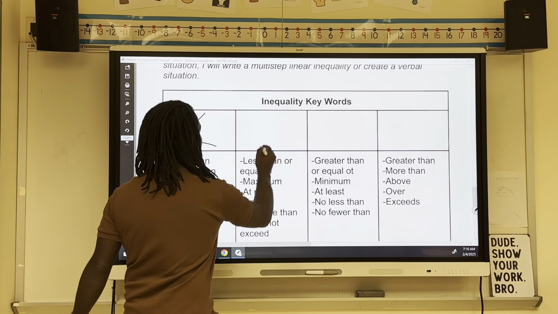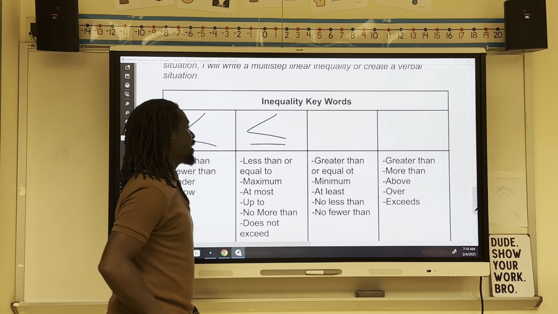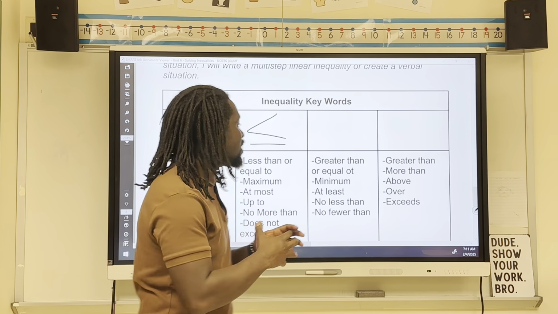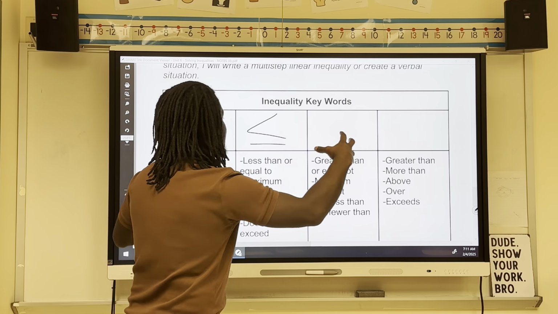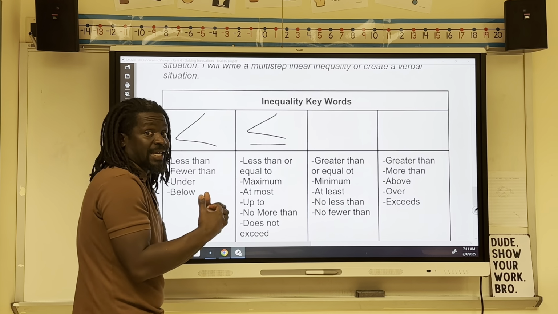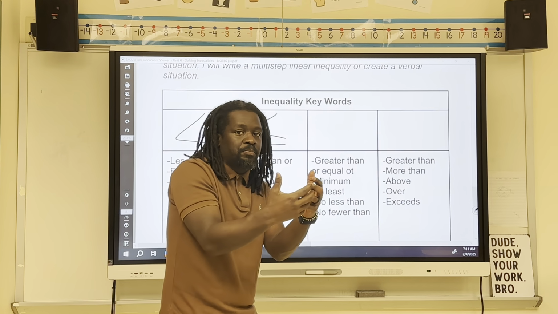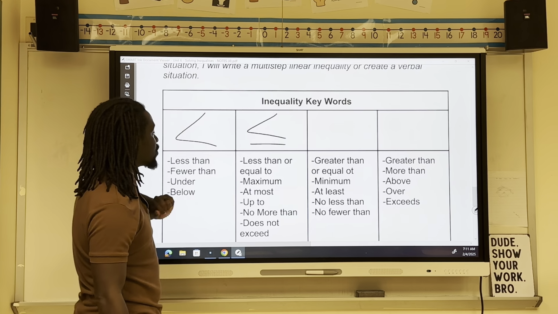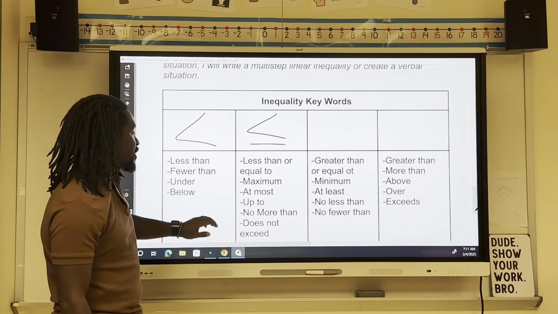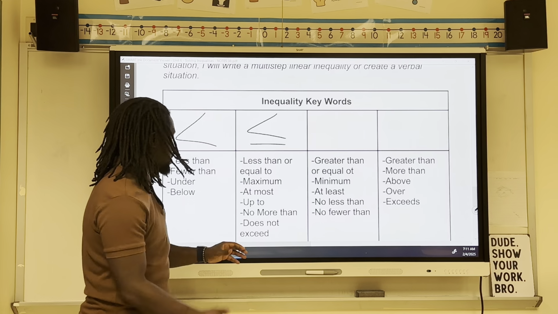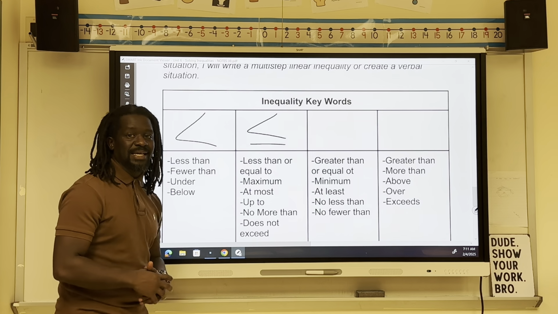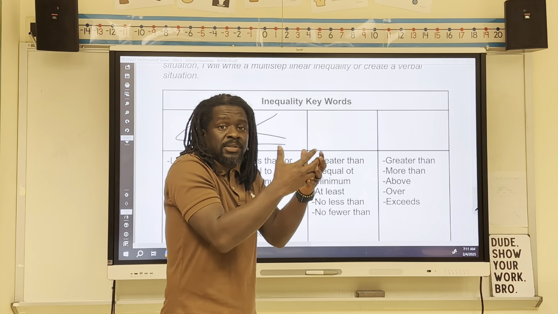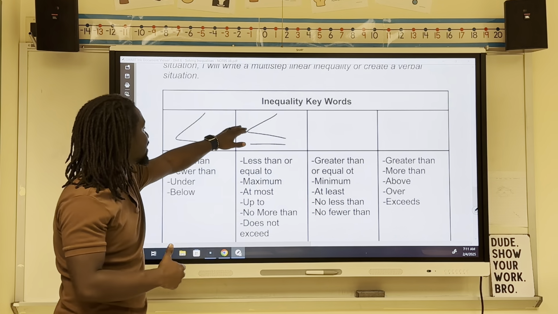The next inequality is less than or equal to. When you are dealing with less than or equal to, whatever the value is, it must be under that number. It can be equal to that, but it can either be that or lower, right? Some key words to help you with less than or equal to are maximum, at most, up to, no more than, and does not exceed. All of those terms mean that I can go up to that or below.